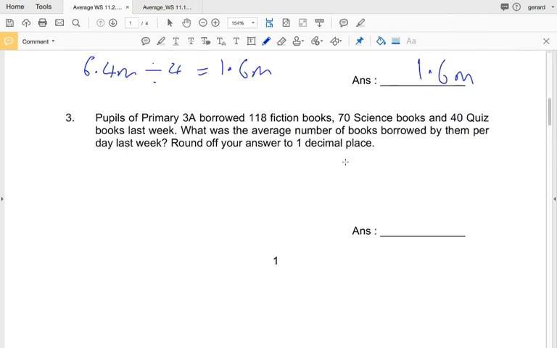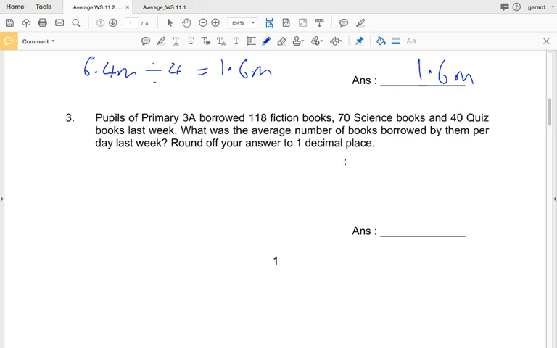Pupils of primary 3A borrowed 118 fiction books, 70 science books, 40 quiz books last week. What's the average number of books borrowed by them per day last week? Alright, so understand the question first.